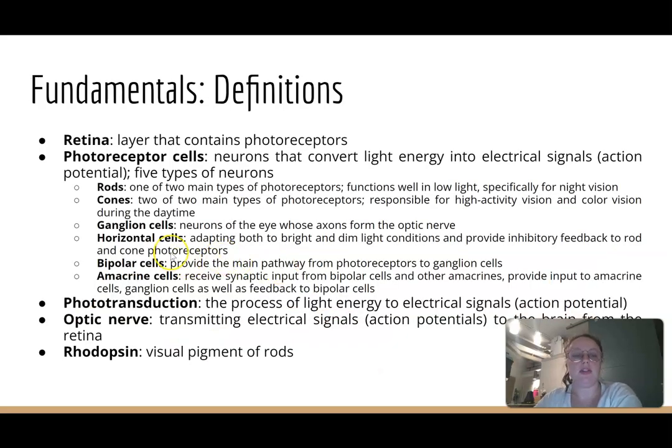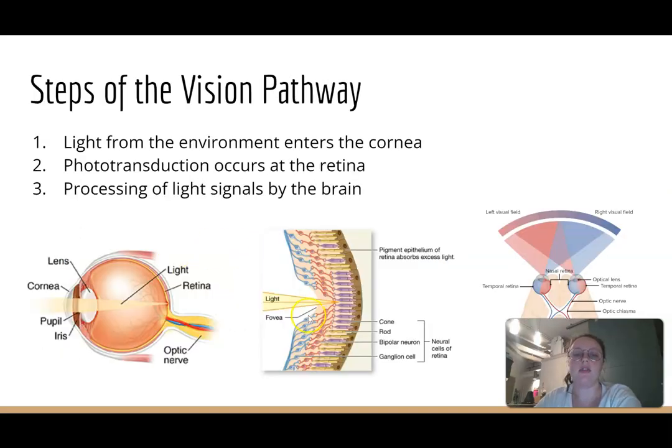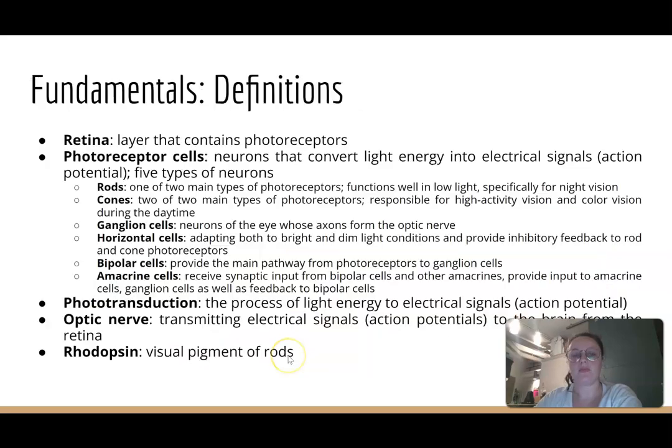Next, we have our bipolar cells. They provide the main pathway from our photoreceptors to our ganglion cells. In this image, they would be these red cells, and you can see they're connecting our rods and cones to our blue cells, which are the ganglion cells.